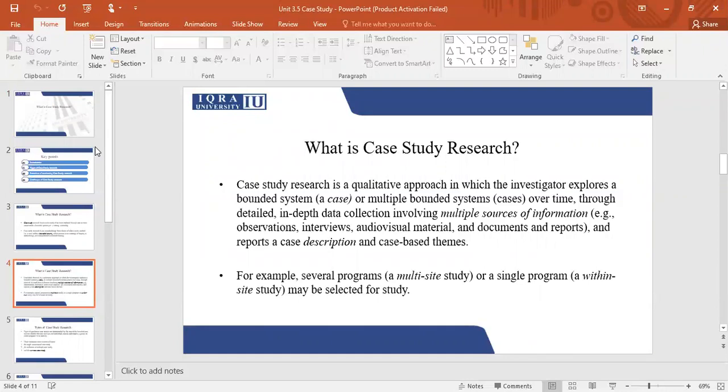For this, we use multiple resources. We observe them, we interview them, we document them, we study their reports, we study their documents, and then we describe these case-based themes. So we understand them, we develop themes, and then we describe them.